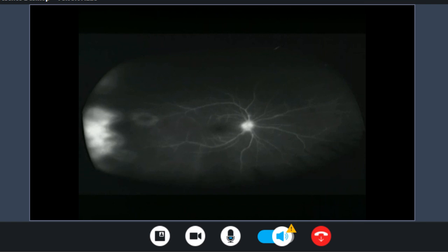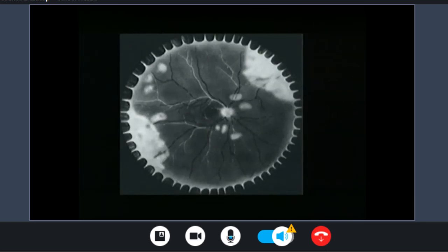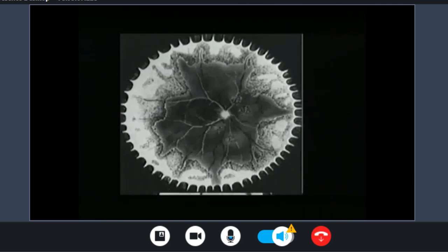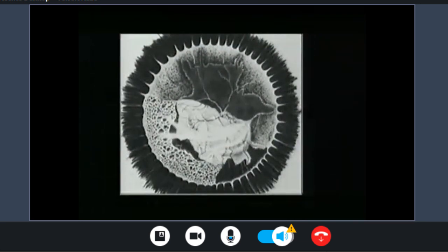So I want you to keep this picture in mind. This is how it progresses. Then like this. Then heals. Then breaks and retinal detachment. Any questions? Yeah, thank you.